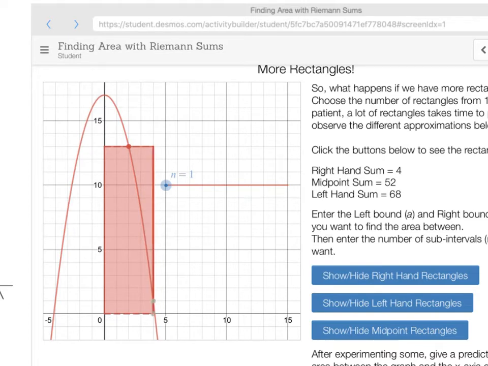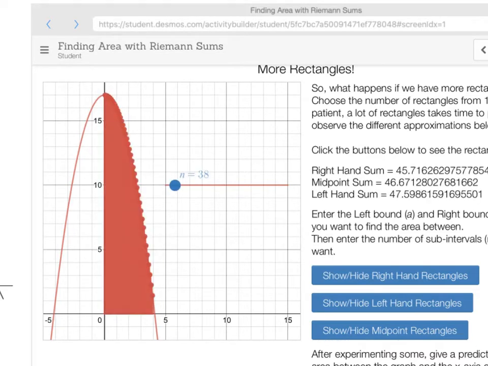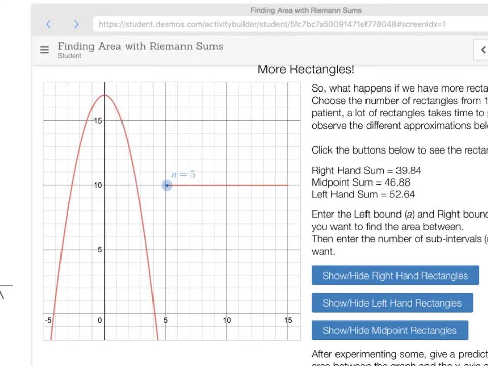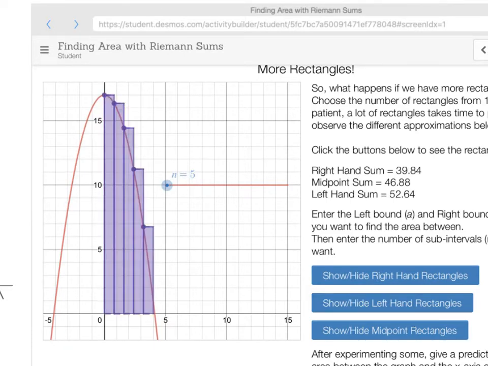Well, what if we bump that up a little bit? Let's go somewhere in between there. Okay, 5 rectangles. There it is. Well, when we do 5 rectangles, we get pretty close, okay? All right, and so here we got an overestimate with the left hand. The right hand is an underestimate, but we're still off by a little bit.